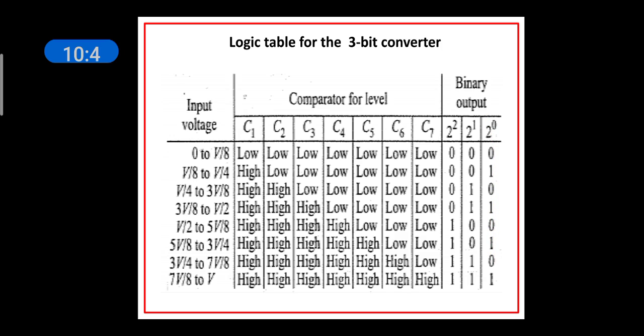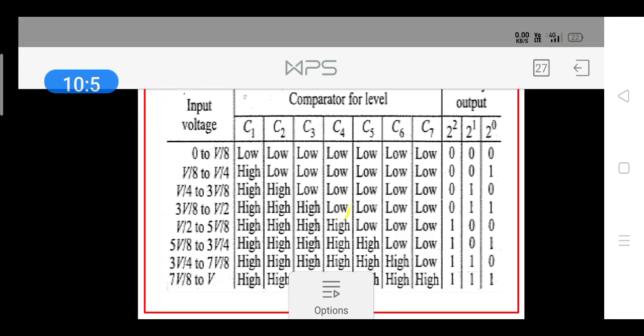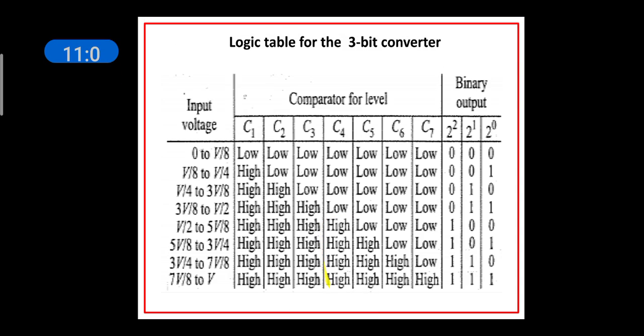When you see the outputs for 2 power 2, this output resembles C4. For C4, for the first 4 states, the outputs are low, and for the next 4 states, the outputs are high. So here, this is similar to 2 power 2. So you can write 2 power 2 is equal to C4.